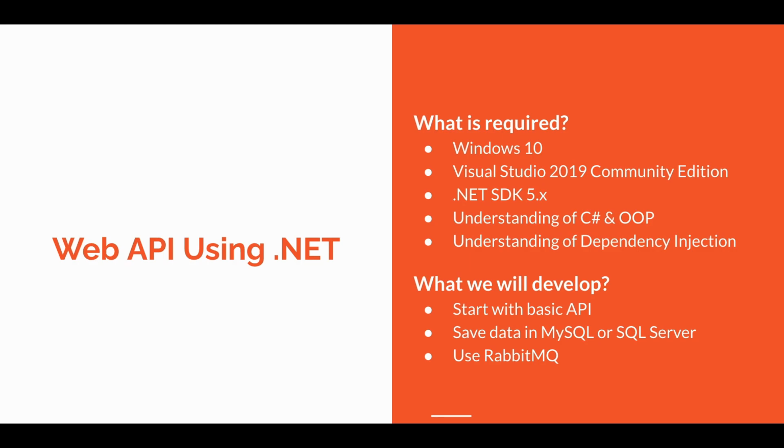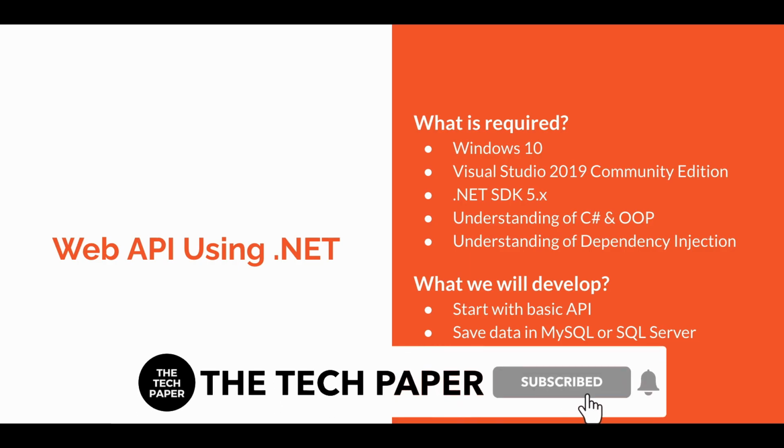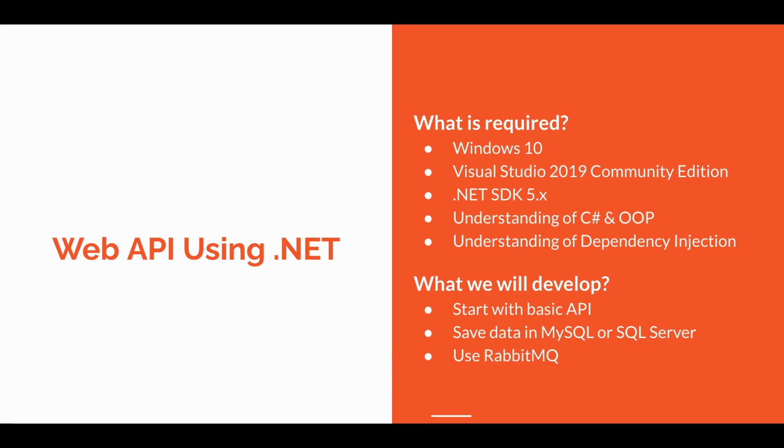We will start with very basic API and then move to more intermediate to advanced concepts like saving data to a database, for example, MySQL or SQL Server. We will learn how to use a messaging broker like RabbitMQ to create a microservices-like architecture and demonstrate the use of various design patterns and solid design principles while creating these APIs. But that will be in future videos.